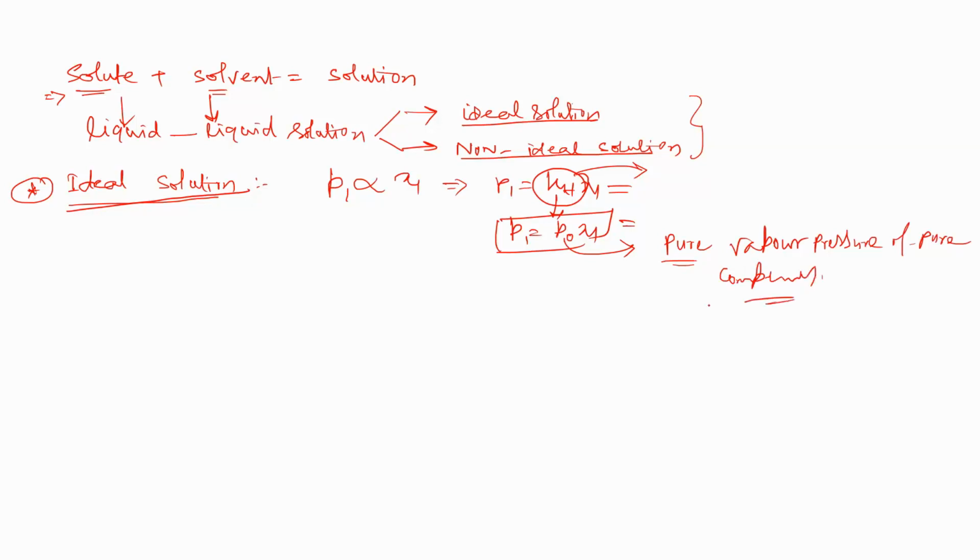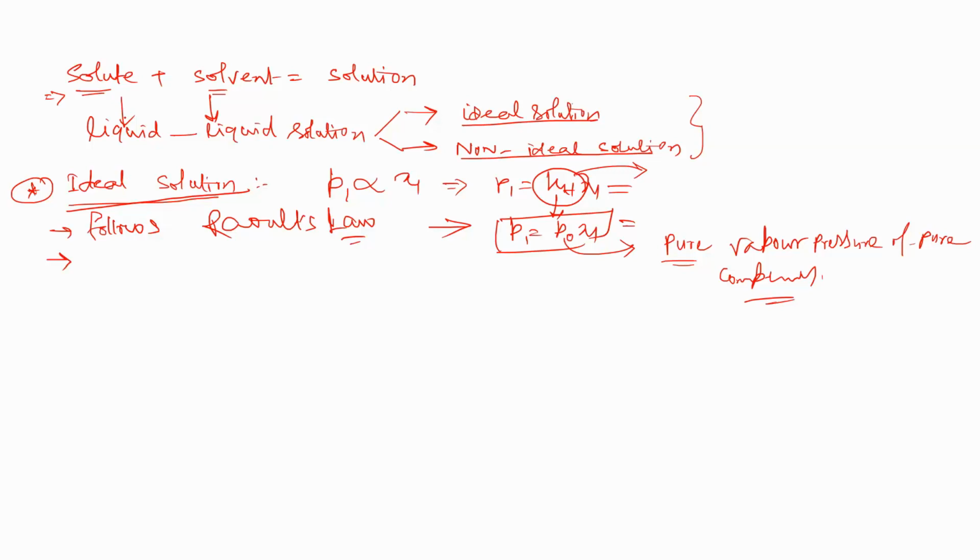Okay, so which solution will we say is the ideal solution? An ideal solution always follows Raoult's law. Suppose a solution follows Raoult's law, then we can say it is an ideal solution. Another characteristic is the mixing of the two liquids.